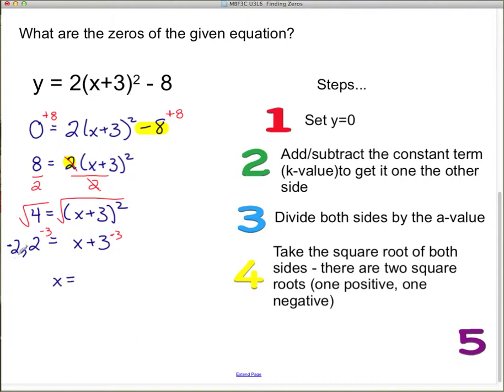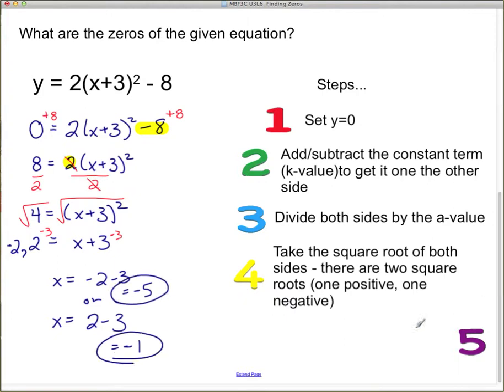x is going to equal negative 2 minus 3, or x is going to equal this positive 2 minus 3, because we had that negative 2 and the positive 2 from the previous step. So our answers are going to be either negative 5 or negative 1. And there are our two values for where it crosses the x-axis.